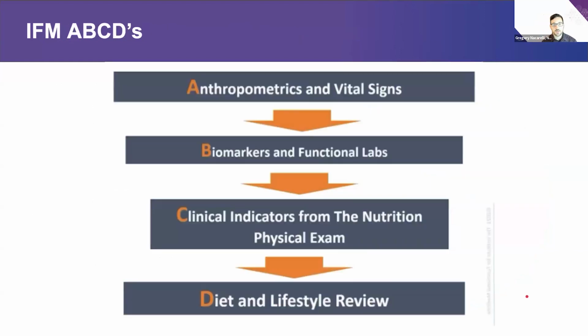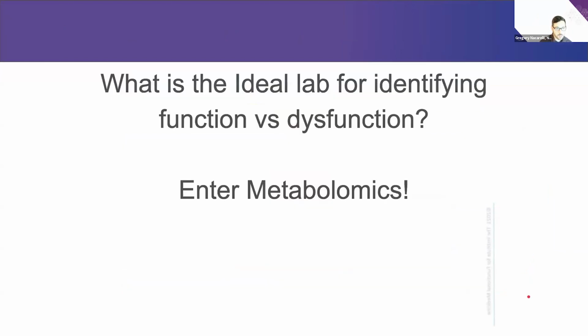There's the ABCDs. So within this, there's anthropometrics and vital signs, biomarkers and functional labs. The C is clinical indicators from the nutrition physical exam, and D is diet and lifestyle review. So within this, I'd like to focus on this biomarkers and functional labs. And so the question being, for identifying function versus dysfunction, what is an ideal lab to use? This is where metabolomics can come into the picture.